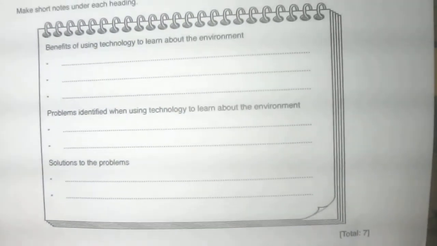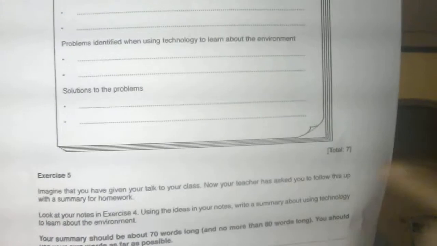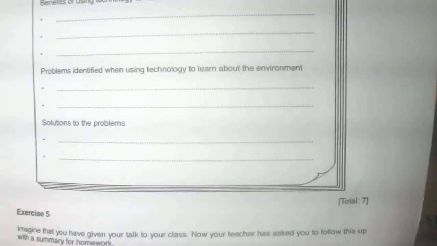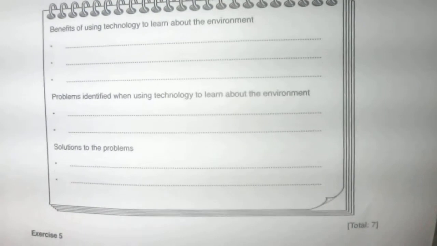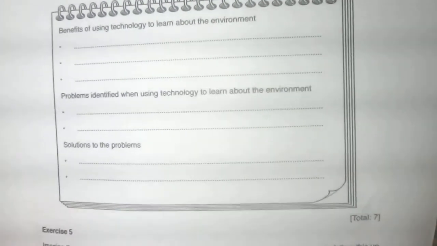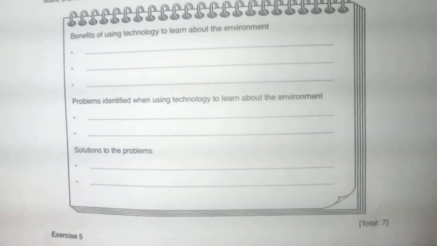And then exercise 4 is followed by exercise 5. You have to write a summary. 70 words and not more than 80 words. You have to be careful in this part. Not more than the allowed number of words. If not, they will give you a penalty. So check each word. Don't forget: meet the minimum but do not exceed the maximum.